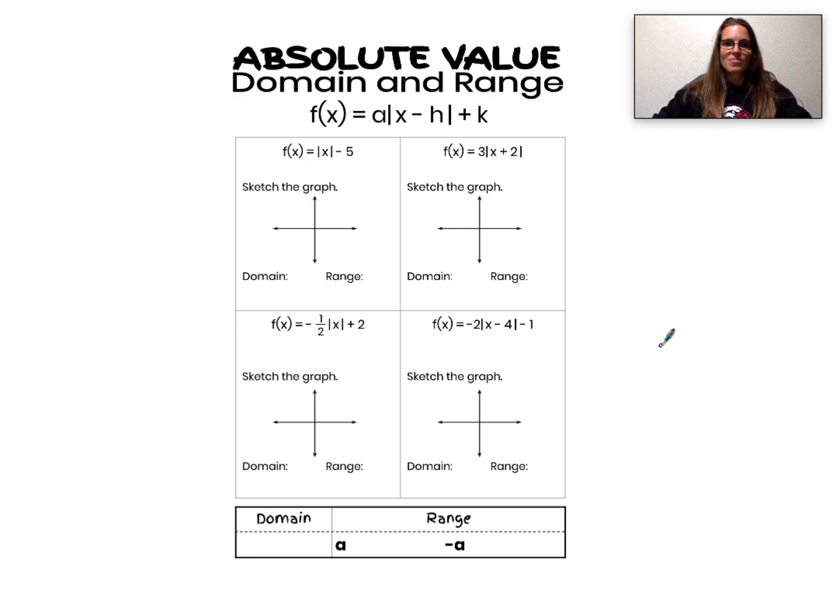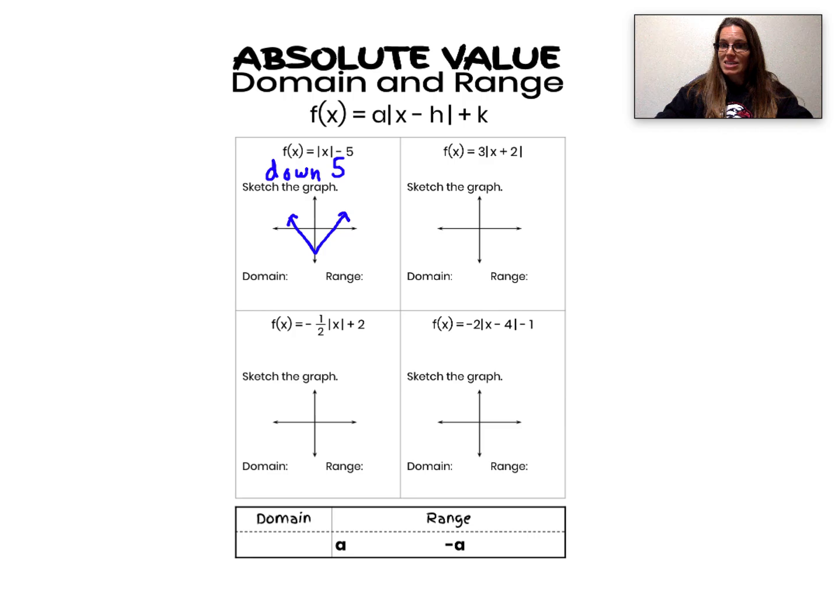Okay, here's the strategy. Look at the function rule, identify the transformations, use the transformations to sketch the graph, and then from the graph, find the domain and the range. Let's do that. First example, f of x equals the absolute value of x minus 5. Now, one single transformation is happening here. I'm shifting the graph down 5, and so I can sketch my graph that's just shifted down 5.